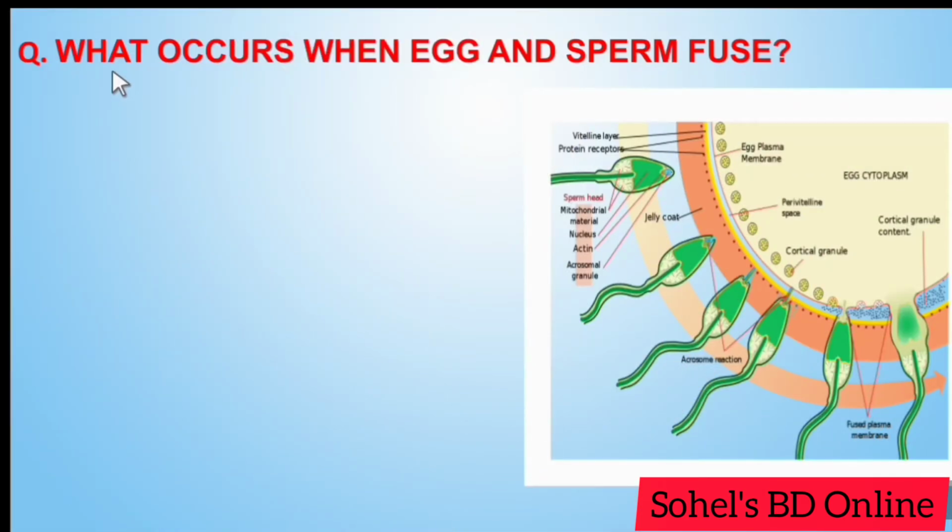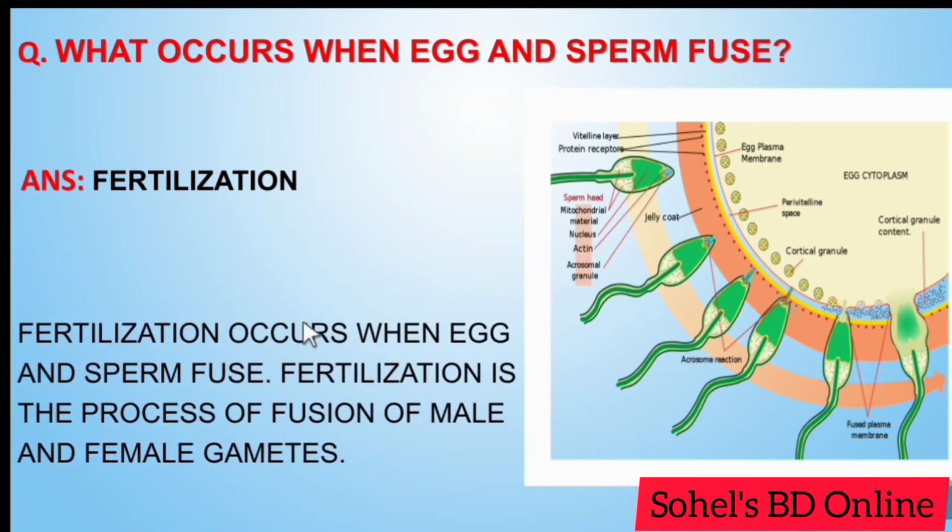Next, what occurs when egg and sperm unite? Answer: fertilization. Fertilization occurs when egg and sperm unite. Fertilization is the process of fusion of male and female gametes.